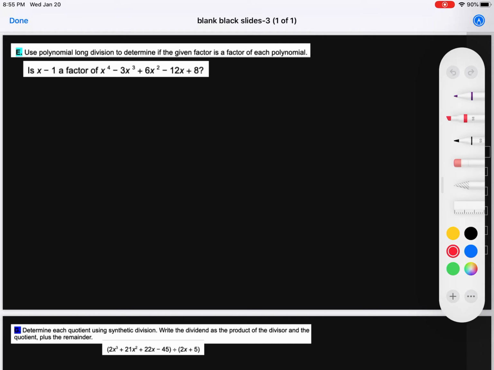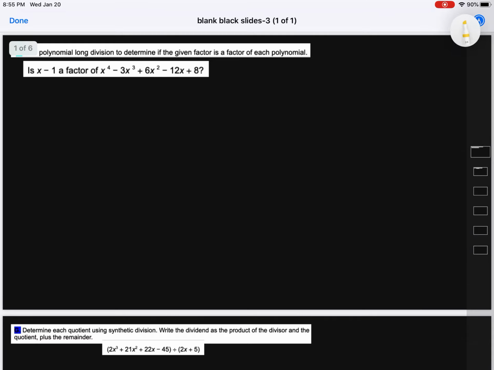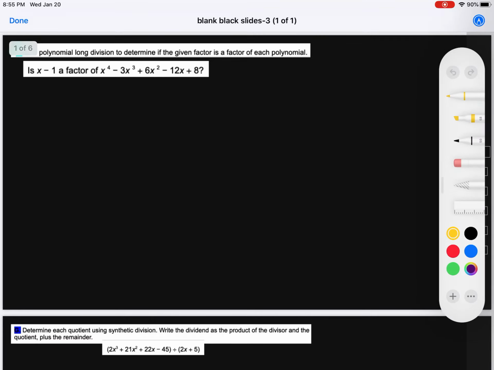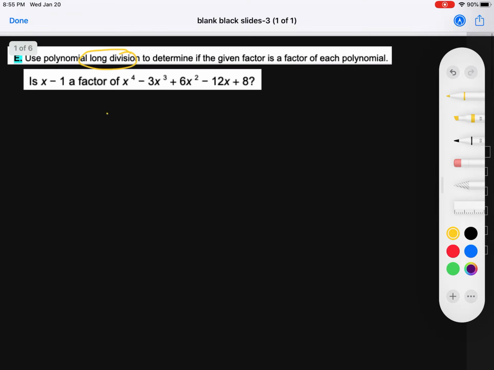Alright guys, let's go over this question. Use polynomial long division. So let's set up our long division here. My long division is just this symbol here, and I'm going to put x minus 1 here, and x to the fourth minus 3x to the third plus 6x squared minus 12x plus 8.